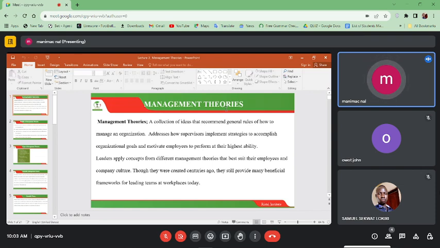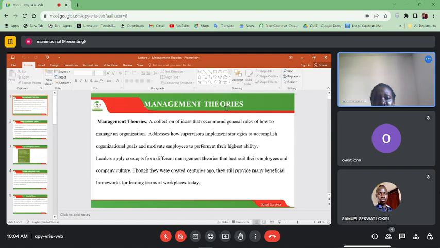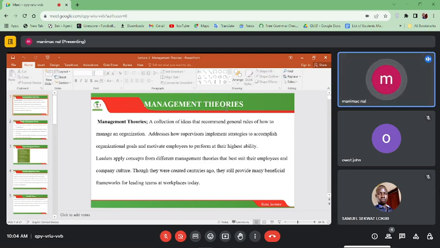Furthermore, management theories are supposed to address how supervisors implement strategies to accomplish organizational goals, as well as to motivate employees to perform to their highest ability. More to that, we also expect that leaders apply concepts from different management theories that are best suited to their employees and the company's culture. So they are also supposed to create management theories. They were created a century ago, and they still help us today to work as a team in the workplace.